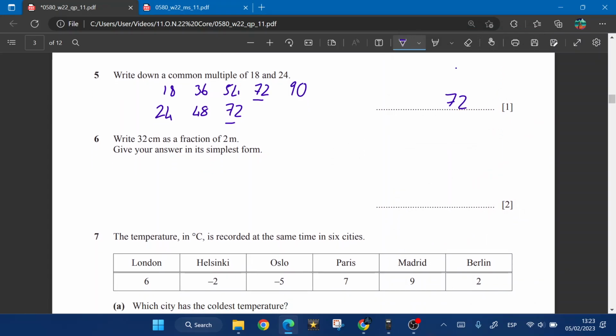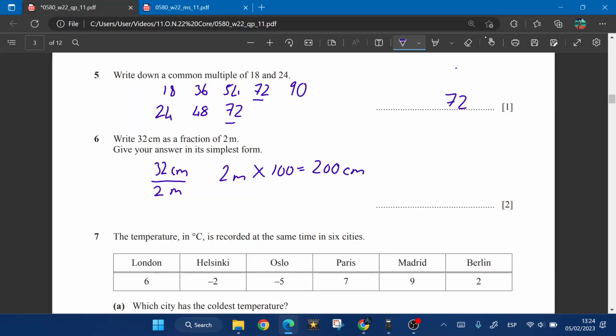Write 32 centimeters as a fraction of 2 meters. Give your answer in the simplest form. So 32 centimeters as a fraction of 2 meters. The next step, of course, would be to get the units the same. So we need to change 2 meters to centimeters. And you know what centi means: 100. So you need to times it by 100. So 2 meters will be 200 centimeters.